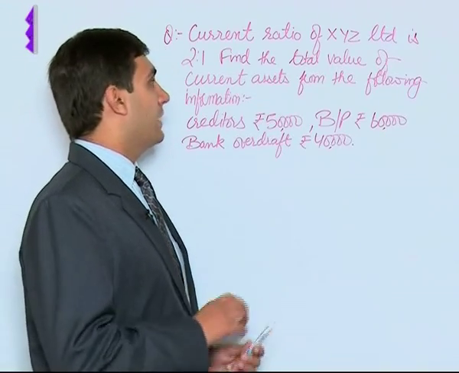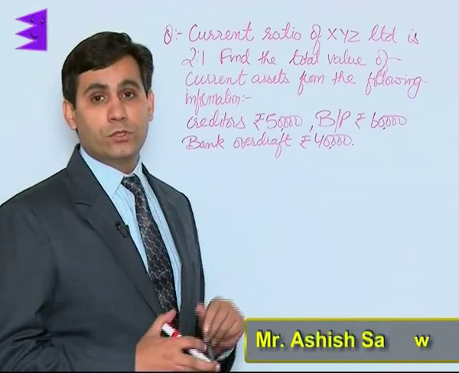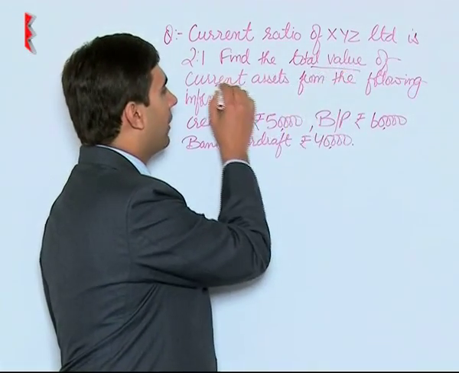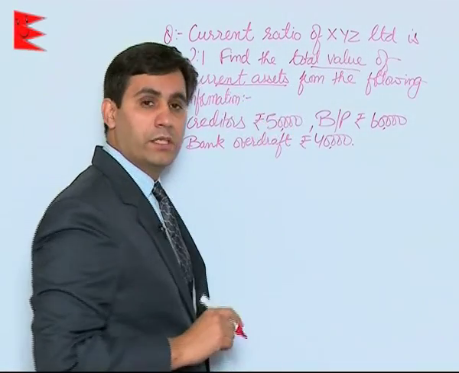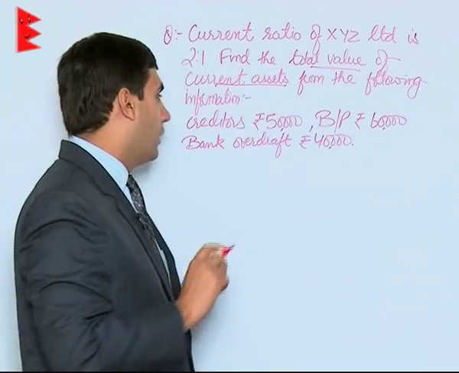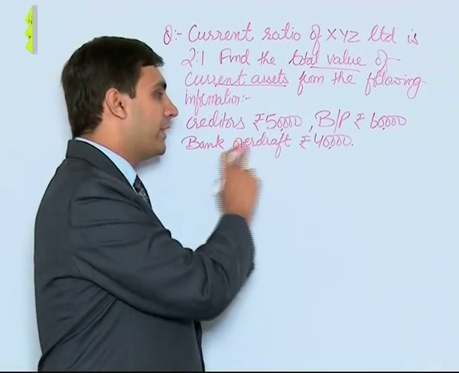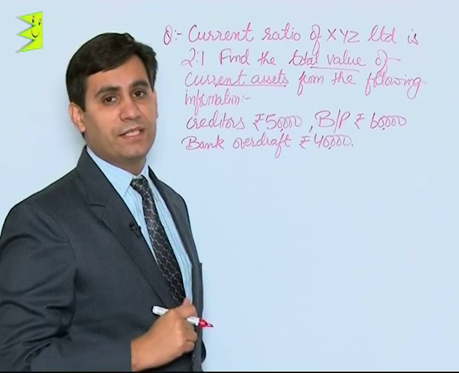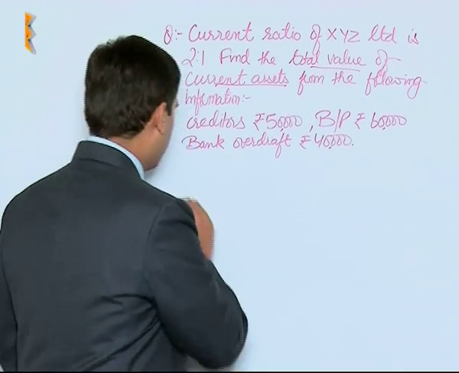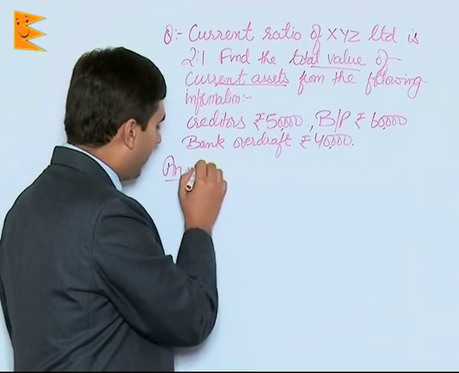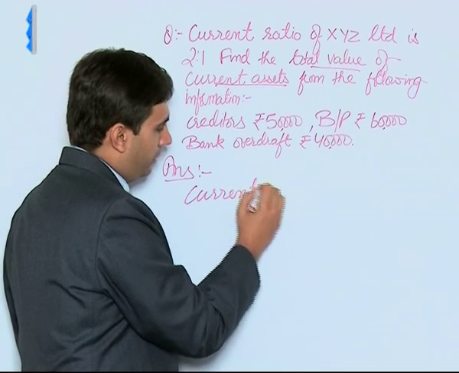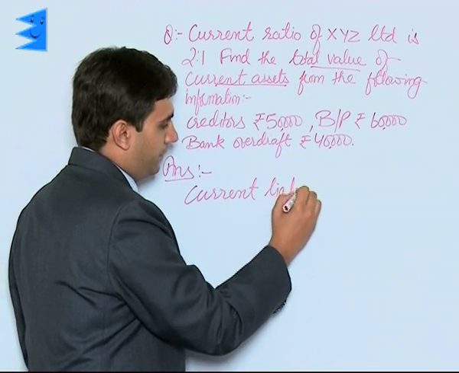The current ratio of XYZ Limited is given to be 2:1. We are required to find the total value of current assets from the following information. Now the information given here relates to creditors, bills payable and bank overdraft. That means only the current liabilities are given here. So students, for solution part, let us calculate current liabilities.